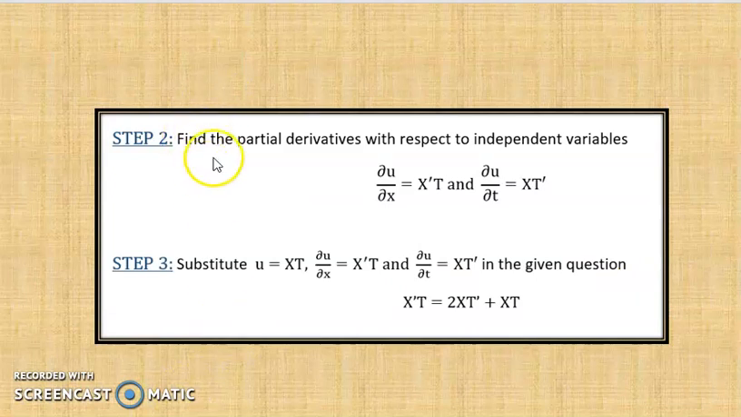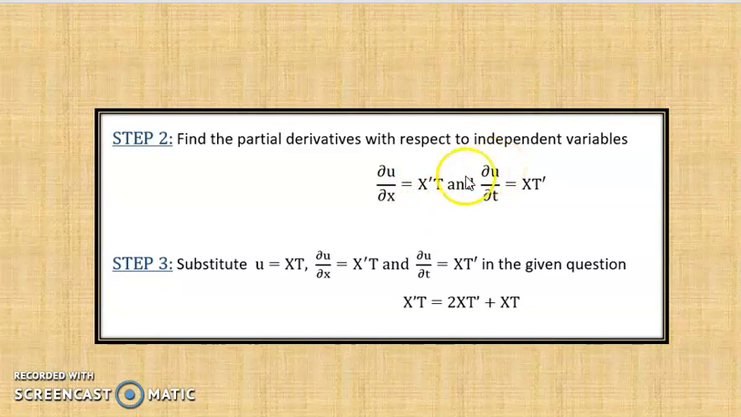Now we consider step 2, that is, find the partial derivatives with respect to the independent variables. That is, here we have to find dou u by dou x and dou u by dou t. First we consider dou u by dou x. Here u equal to XT. When we have to differentiate u with respect to small x, capital T is a constant since T is a function of small t alone. Therefore, dou u by dou x equal to capital T into derivative of capital X with respect to small x, that is X dash T.